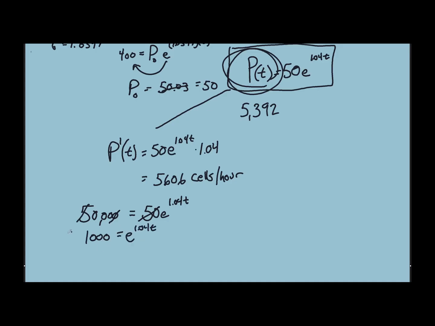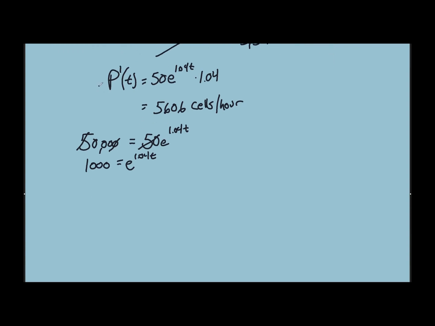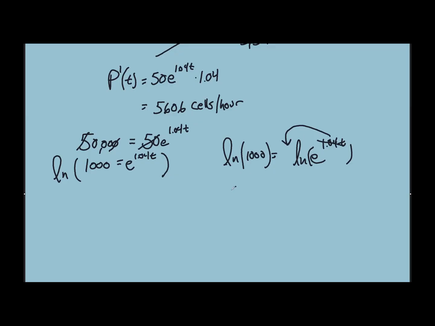How do I get the t out of the exponent? You better know by now, or Blake the tutor is going to be upset. Natural log of 1,000 equals natural log of e to the 1.04 t. Bring the exponent out of the natural log. Obviously, ln of 1,000 equals 1.04 t. ln of e, what's the natural log of e? That's 1, so that's gone.